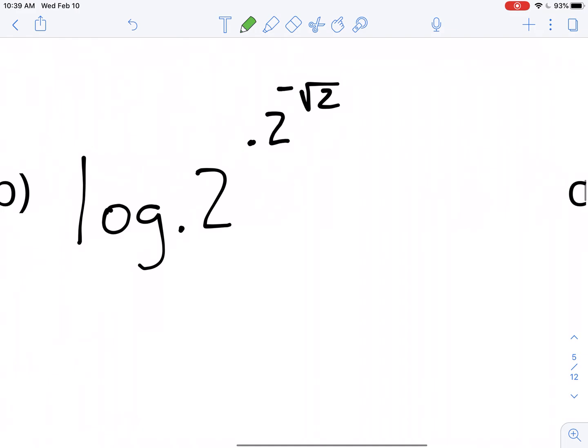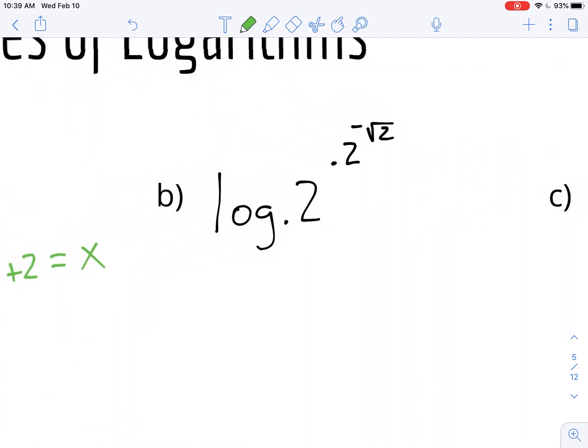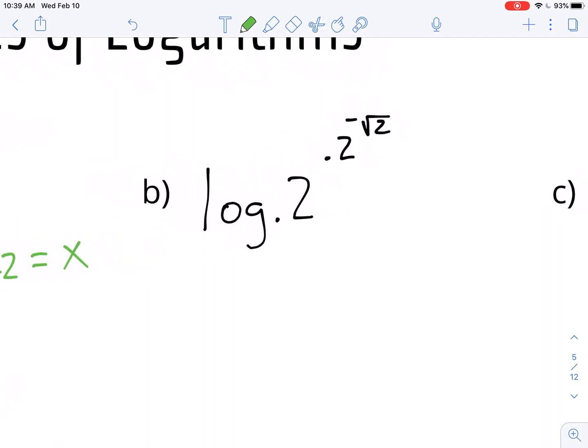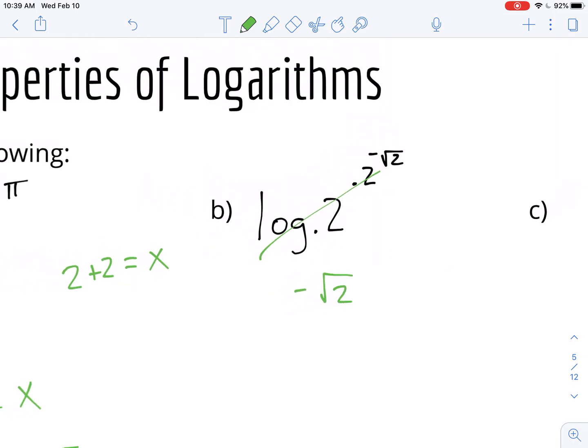Again, I've got the log base 0.2 of 0.2 to the negative square root of 2 power. I can just go through and cross all this out and say that it is equal to the negative square root of 2. Now, why can I do this? How am I able to do this?